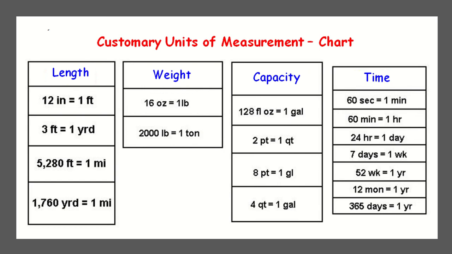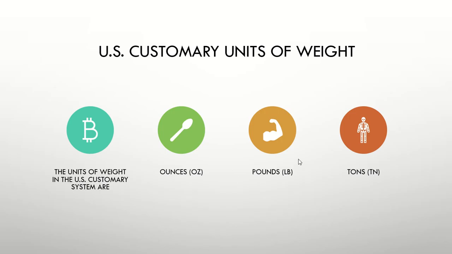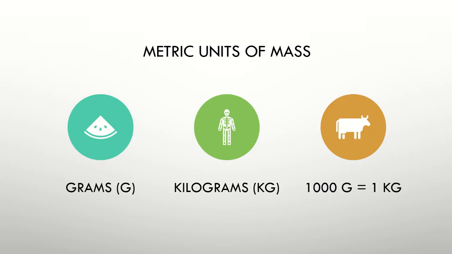And then in regards to time, we have 60 seconds equal 1 minute, 60 minutes equal an hour, 24 hours equal a day, 7 days equal a week, 52 weeks equal a year, 12 months equal a year, and 365 days equal a year. But for today, we're mostly going to be looking at weight, okay, with the measurements I discussed earlier, which were ounces, pounds, and tons, and kilograms and grams.